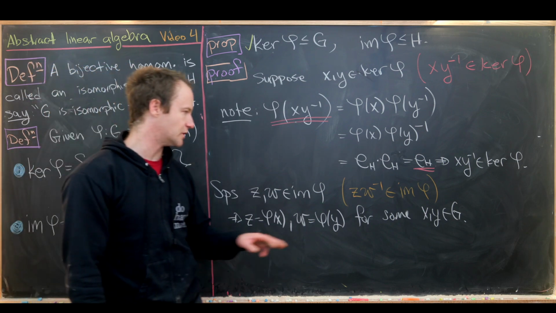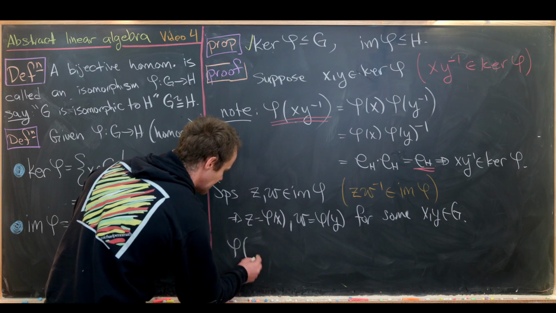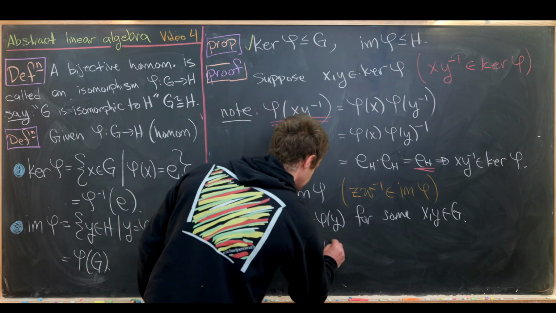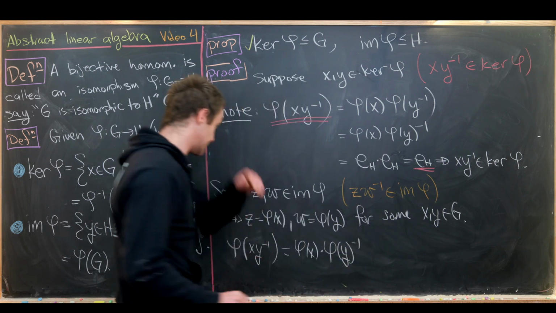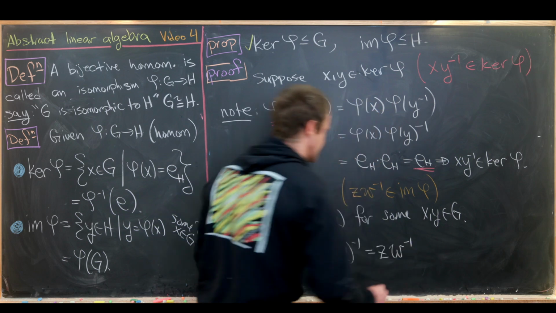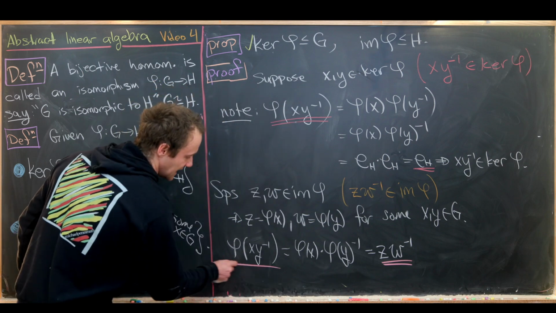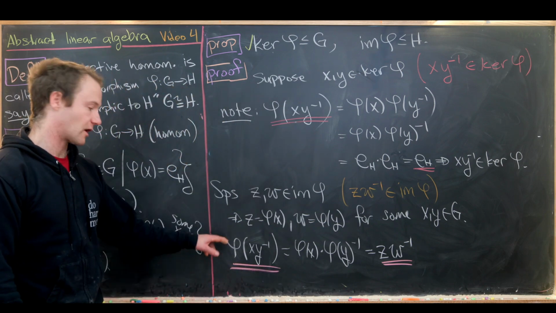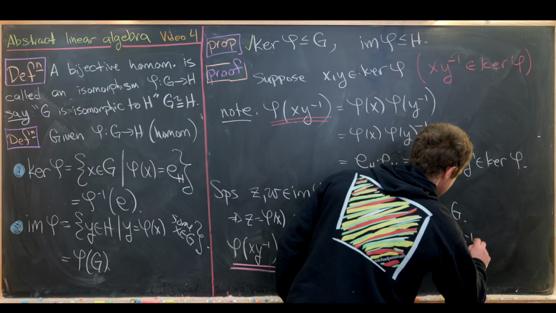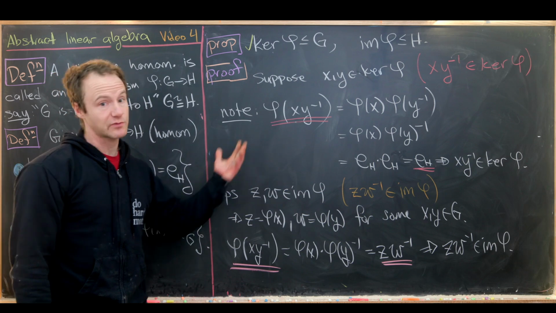And now we can just follow our nose for a way to produce something like this as an output of phi. So let's maybe note that phi evaluated at X, Y inverse is the same thing as phi evaluated at X times phi evaluated at Y inverse using properties of homomorphisms, but that's exactly Z times W inverse. But look at what we've got. We've got Z times W inverse is the output of our homomorphism phi, but that's exactly what we need for it to be in the image. So that means ZW inverse is in the image of phi, making the image of phi a subgroup of H.